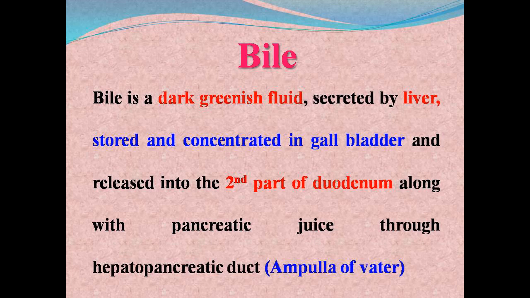Now come to the bile. Bile is a dark greenish fluid secreted by liver, stored and concentrated in gallbladder, and released into the second part of duodenum along with pancreatic juice through hepatopancreatic duct or ampulla of Vater.